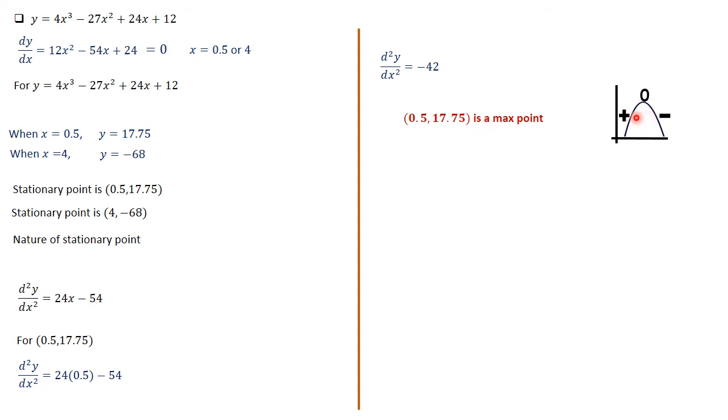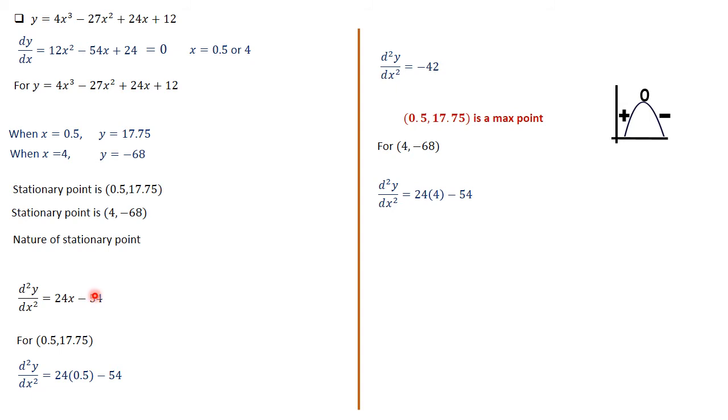Remember, I did not look for the gradient before or gradient after. You can try that method and see, and the answer will turn out that it's actually a maximum point. Second derivative is negative, so it should be a maximum point. For the point (4, negative 68), we do the second derivative, which is 24.